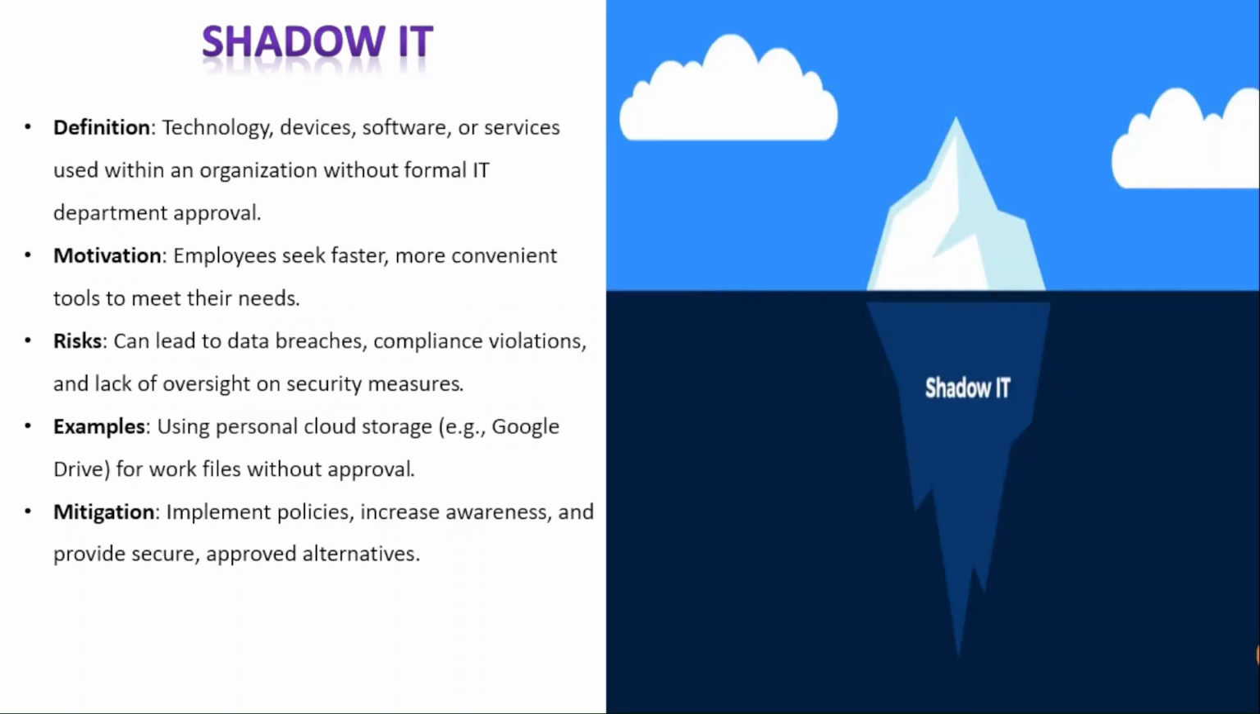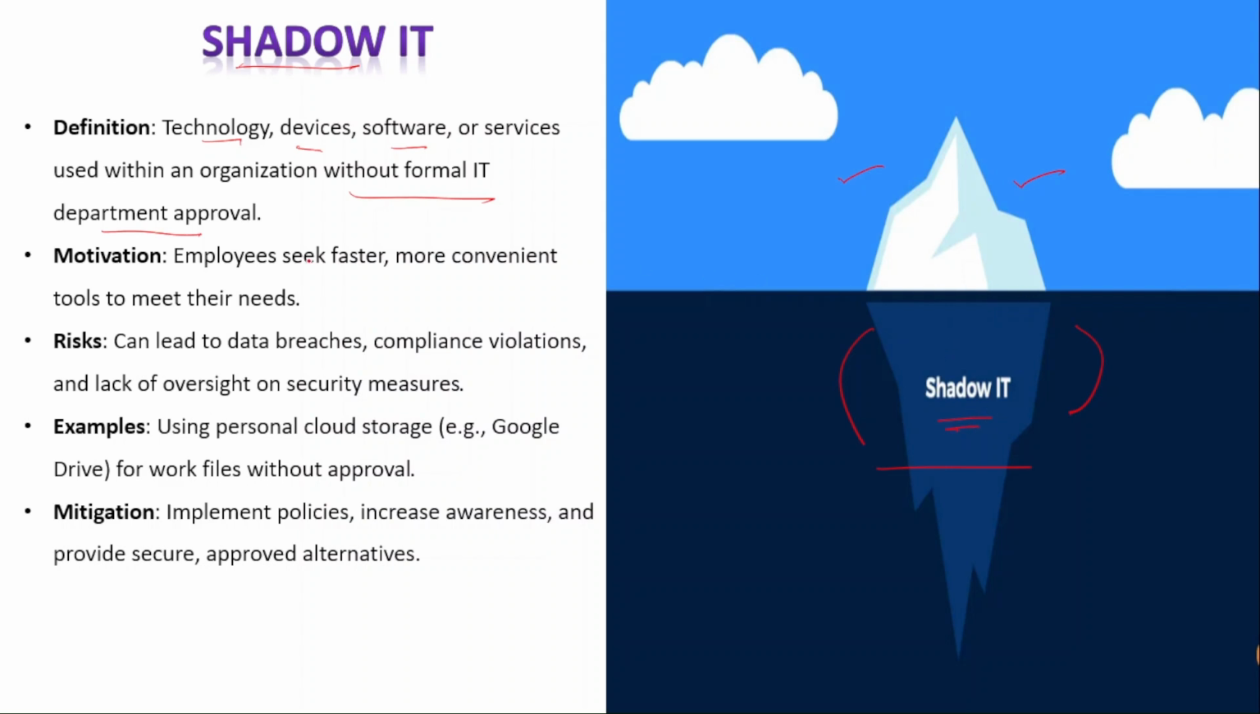What is shadow IT? Shadow IT is basically the technology, devices, software, or services used within an organization without formal IT department approval. They are, as the name indicates, in the shadow, as this picture indicates. There may be IT or services used by the organization officially, which is on the radar, but there may be some applications or systems that are not approved and are not visible to the management, and these applications or systems are known as shadow IT.